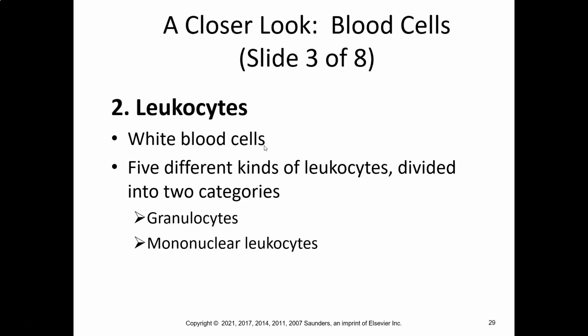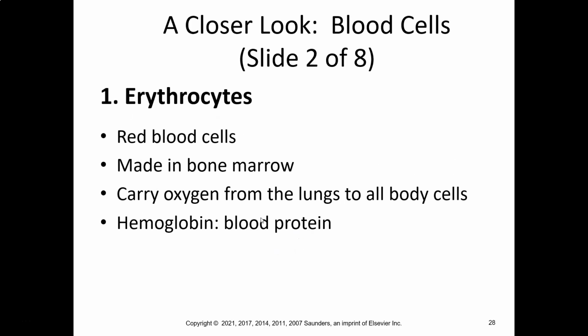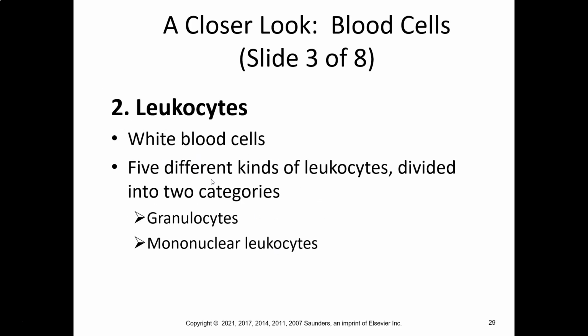Leukocytes are white blood cells. There are 5 different kinds of leukocytes divided into 2 different categories. They're either granulocytes or mononuclear cells. So when you do a CBC, which is your complete blood count, you're monitoring how many erythrocytes you have and how many leukocytes you have, and if you have an influx of leukocytes, you might have some kind of infection.